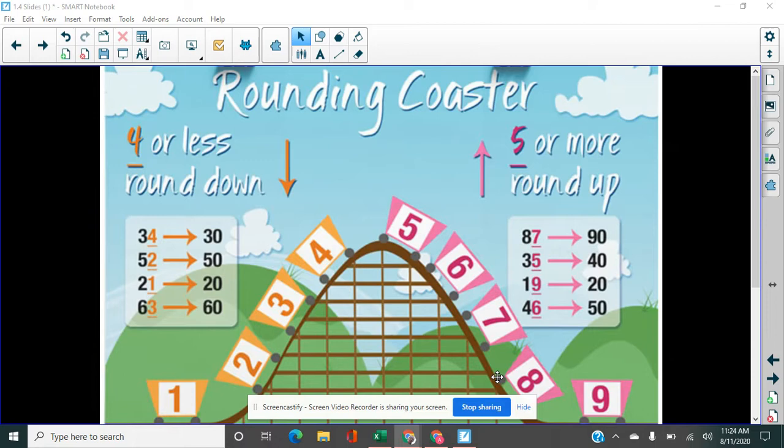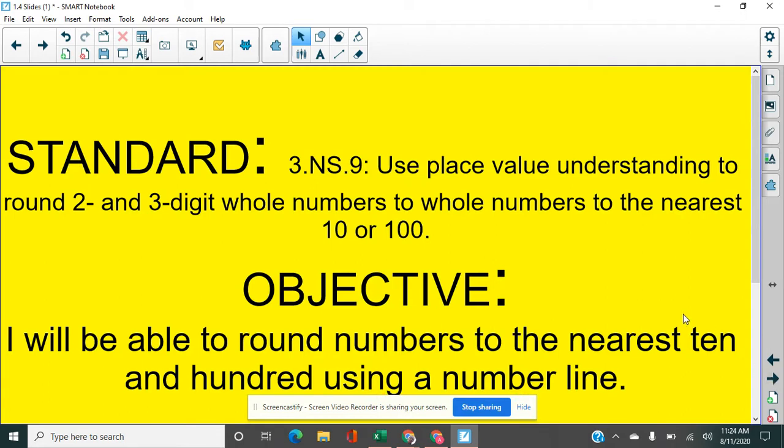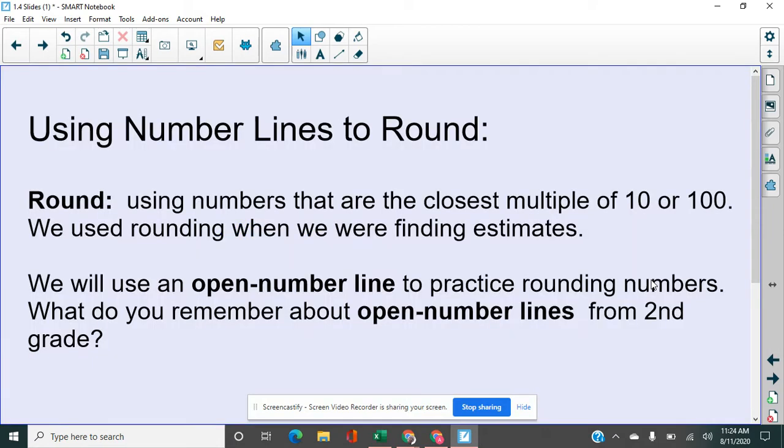Today, we're going to talk about rounding numbers, okay? And as we go through this, I'm going to show you a method that you can use to round numbers. So this goes with the objective. I will be able to round numbers to the nearest 10 and 100 using a number line. This is going to be our strategy today, this number line strategy. There's other ways to round numbers as well, but we're going to learn this number line strategy. And you can see it goes with our rounding standard. Okay, so we're going to use number lines to round.